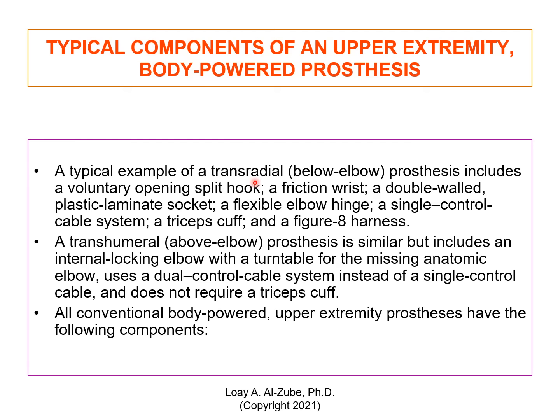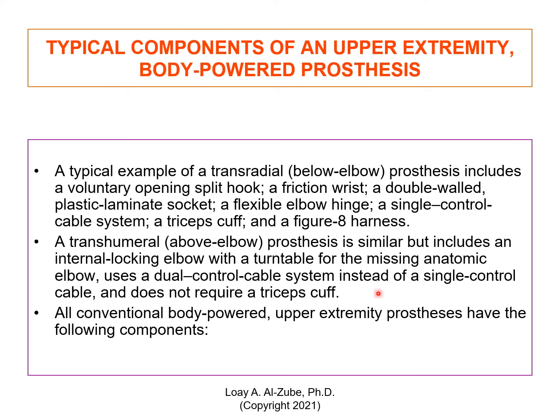Now this is transradial. Transhumeral is above the elbow, and they're similar but include an internal locking elbow because now it's becoming a heavy prosthetic, and we need to make sure that we have some locking mechanism so it does not fall. And we need to make sure to decide on using a material that is light. You need to have movement with the elbow.